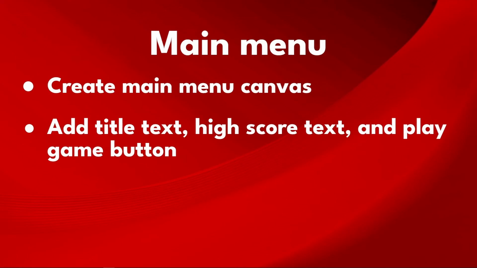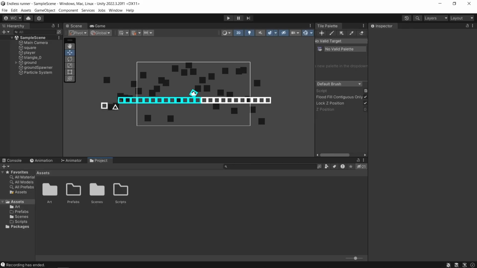All right, so in this section, we're gonna go ahead and create the main menu UI. So we're gonna start off creating a main menu canvas, then we're gonna add a title text, high score text, and play game button. Let's go ahead and jump right in. All right, let's go ahead and get started. So first thing we're going to do, of course, is go ahead and create that canvas.